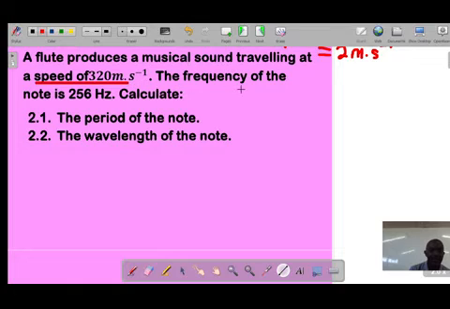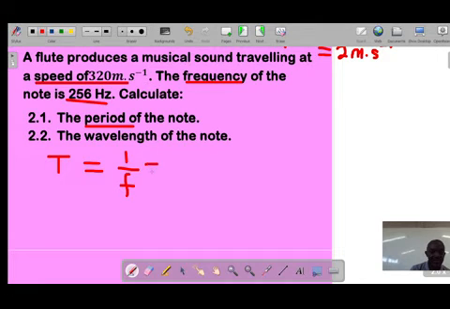They said the frequency of the note is 256 Hz. So we know the frequency. Calculate the period of the note. We're looking for the period of the note. Now, what do we know? How do we find the period? The period T equals to what? Period T equals 1 over the frequency. But what is our frequency here, which they gave us?